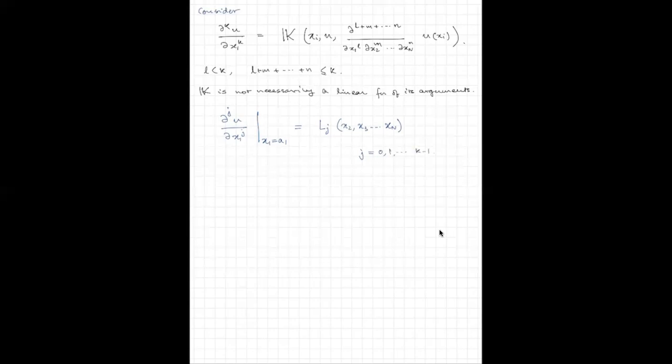So what have we done? We have boundary conditions. These are boundary conditions. Boundary conditions fix the value of u, del u/del x1, del^2 u/del x1^2, del^3 u/del x1^3, and so on and so forth, up to del^(k-1) u/del x1^(k-1).